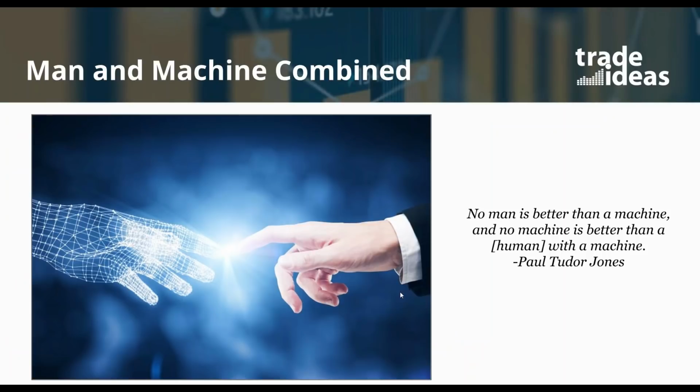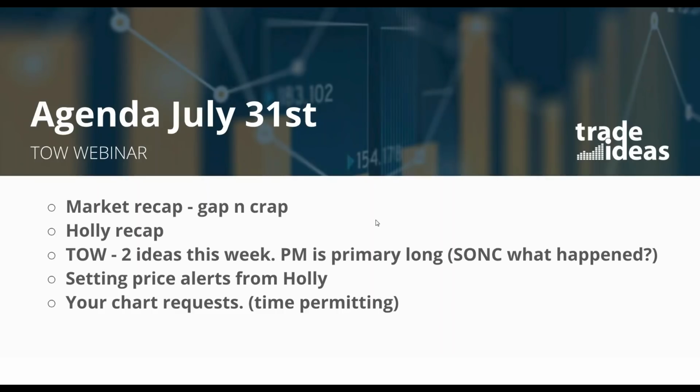And then the Old Man and the Machine. This is where I always like to start off the theme of my webinar, to remind people that we provide the machine. Trade Ideas is a great machine, but it still provides a human element. As Paul Tudor Jones put it in that quote there, no man is better than a machine. However, no machine is better than a man, or human in this case, with a machine. And that's who we are. We're the humans with the machine. And I think we have a lot of good stuff to show you, especially in the AI stuff. This really does ring true.